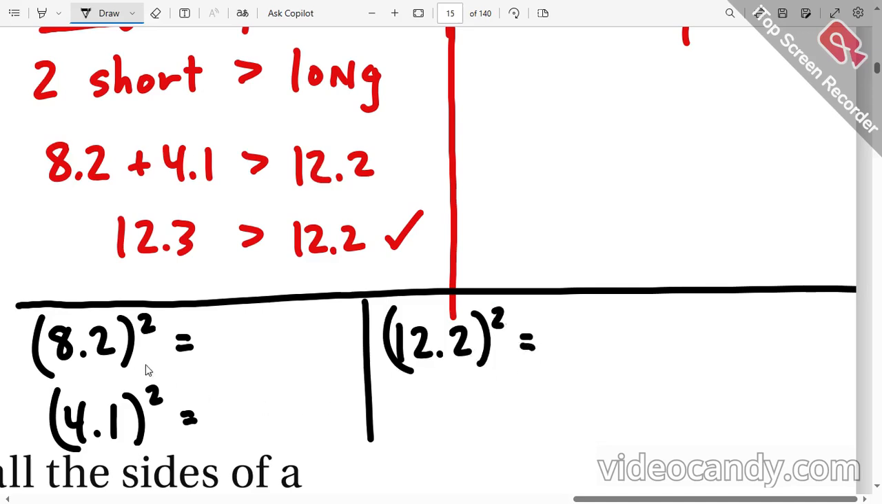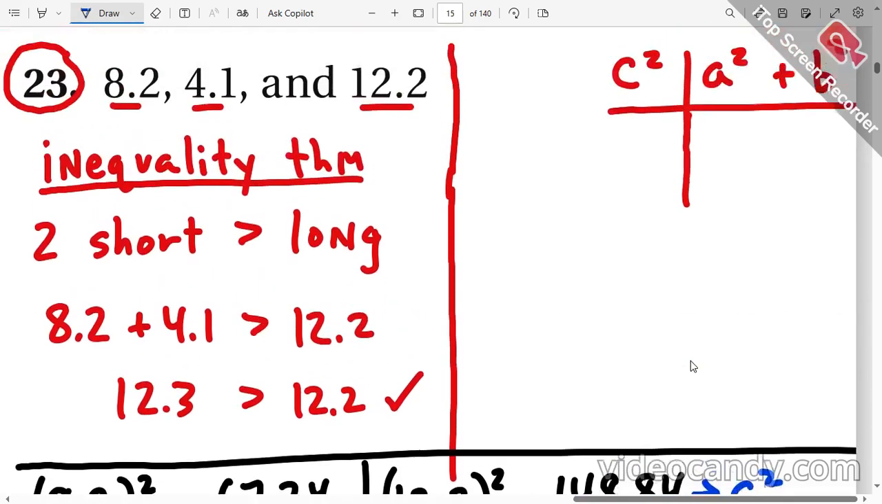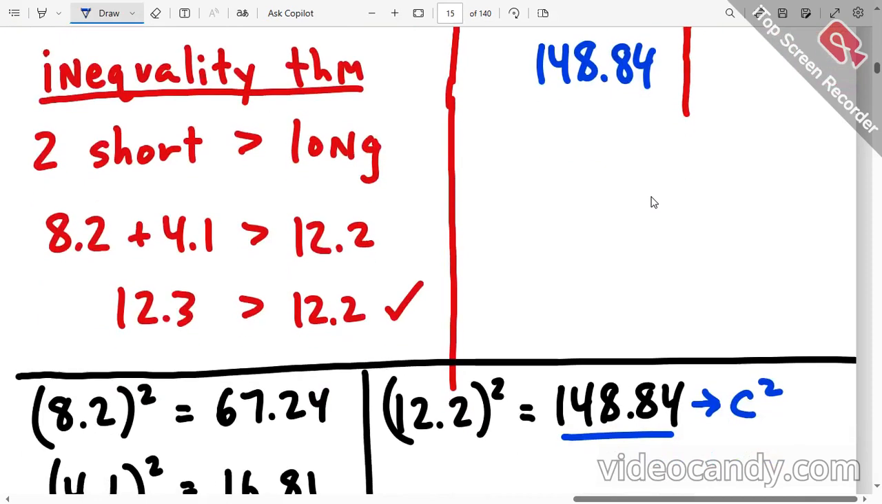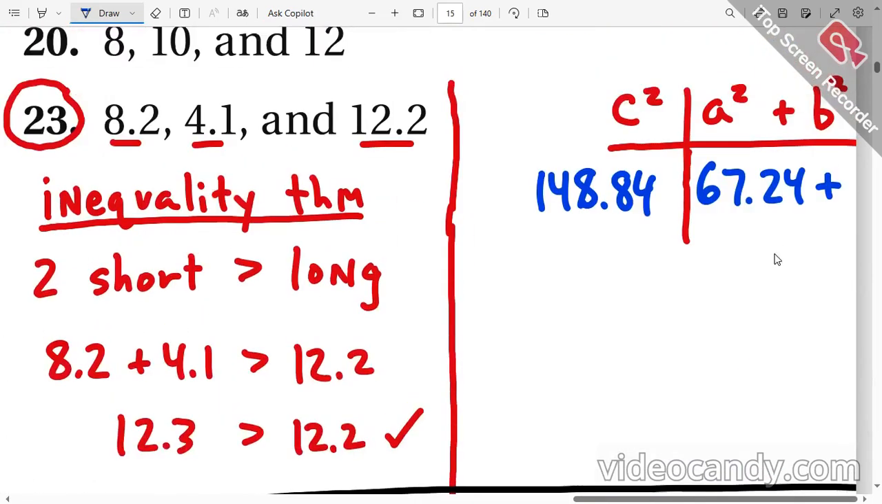All right, so I'll do each one of these on the calculator. All right, I squared each one. I didn't have to round. So you look for the longest one, and that is going to be your c squared. So 148.84 is my c squared. The other two, it doesn't matter. 67.24 plus 16.81.